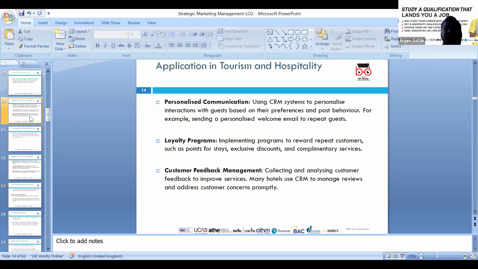Okay, then please, if you have any questions, carry on asking. So we can look at our application in tourism and hospitality. We can look around personalized communication. Communication needs to be effective.